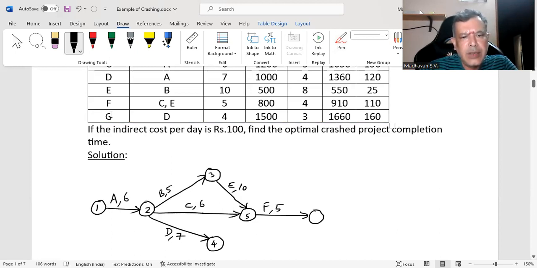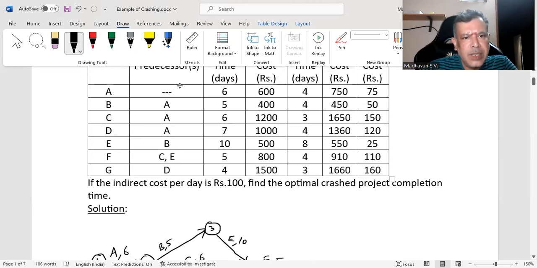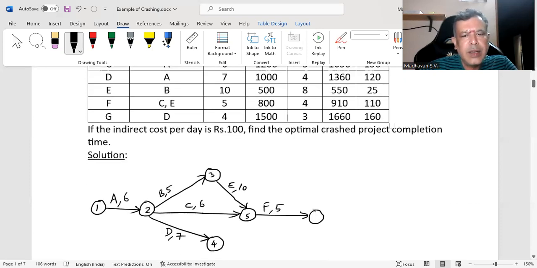Then activity G can start on completion of activity D. And I'm checking whether G is getting merged with anything. G is not occurring in any of the immediate predecessor. So I will go to the end node to complete that G. So from here, I will call this as activity G. G is going to take 4 days, normal time. So this we will call it as node 6.